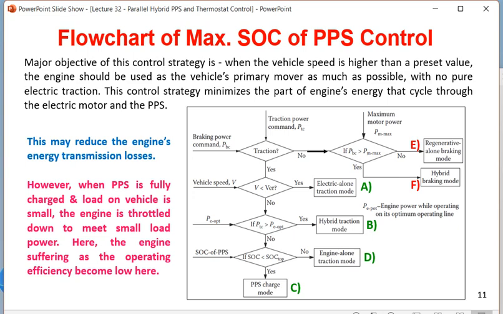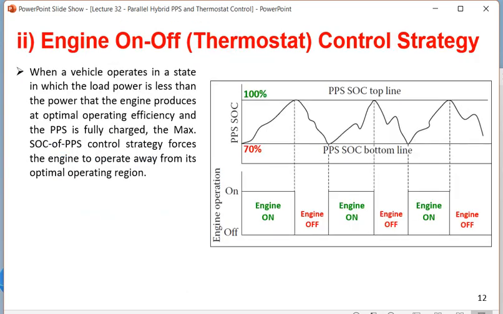So this can be another question asked in the exam. Let us see the last type of characteristics. So one thing we found in the previous, that is max SOC, was that in the hybrid mode, engine and PPS were acting together. But in this engine on off thermostat control strategy, you will find the engine and PPS source are never both in a discharging mode.